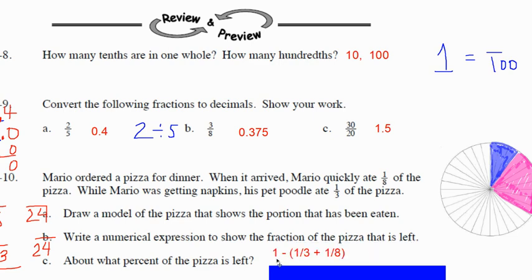Well, if you take one whole pizza and you subtract the combination of 1/3 and 1/8 eaten by the poodle and eaten by Mario, that numerical expression will show you what's left, and then you're going to have to figure out what's left. So what you find is, if you change it to common denominators, you end up with 13 24ths left. You should also see that in your diagram. If you take 13 and divide by 24, you'll get a decimal that is approximately 54%. So again, make sure you're showing all the work there.